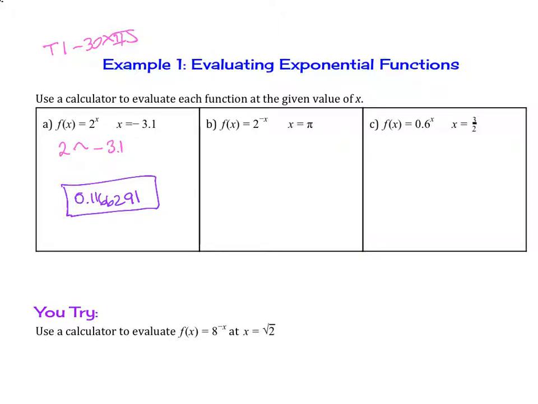So 7 decimal places is what the book has. So it was just a matter of practicing plugging this all in. Go ahead and try it. Plug in b, c, and then the one below. Just plug it into your calculator. And when you come back, I'll have the answers for you.